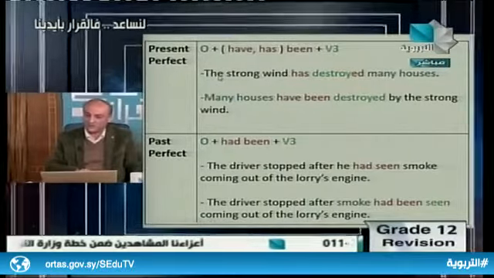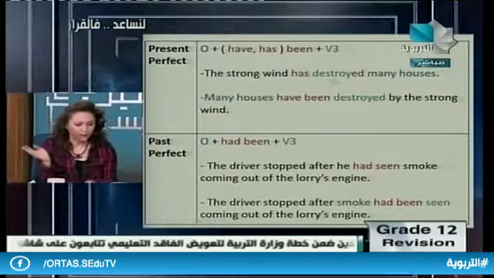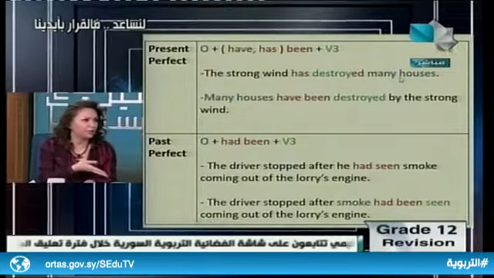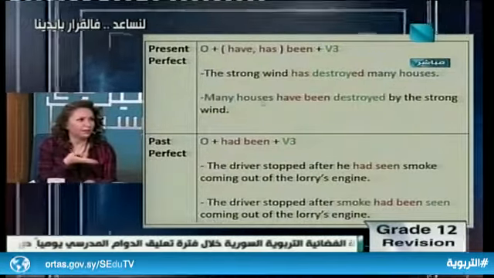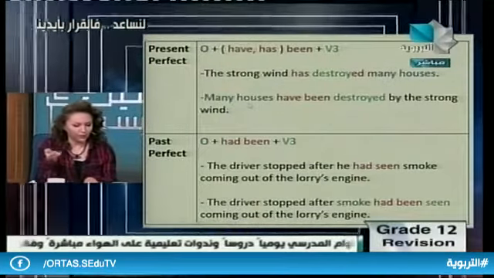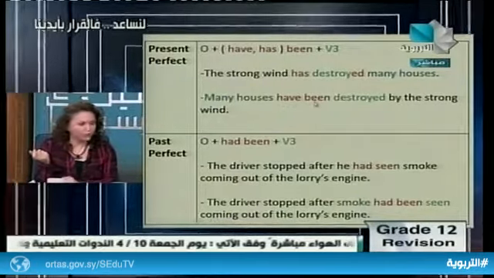Can you read the example, please? The strong wind has destroyed many houses. Good. Many houses is the subject here. We will change it into the subject and put it at the beginning of the passive voice sentence. Then we will put have, because it's plural, and been destroyed by the strong wind.